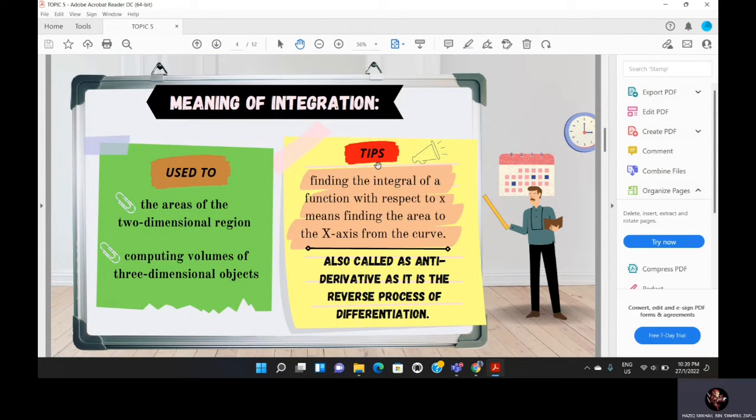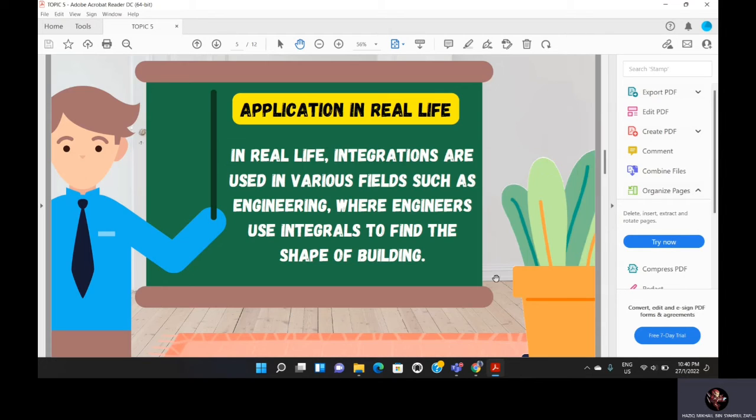Alright, this is the introduction. The meaning of integration. Integration is used to find the areas of the two-dimensional region, and it also can be used to compute volumes of three-dimensional objects. Tips: finding the integral of a function with respect to x means finding the area to the x-axis from the curve, also called antiderivative, as it is the reverse process of differentiation.